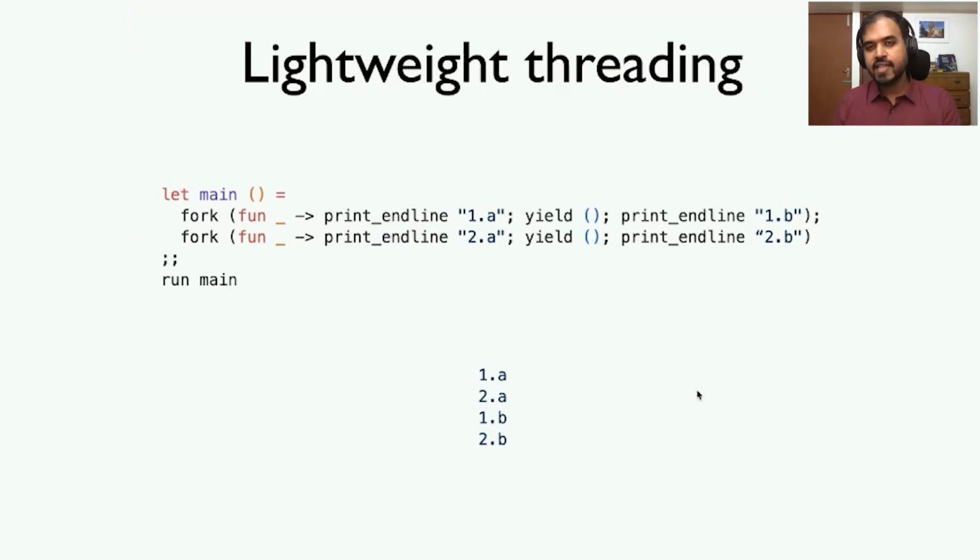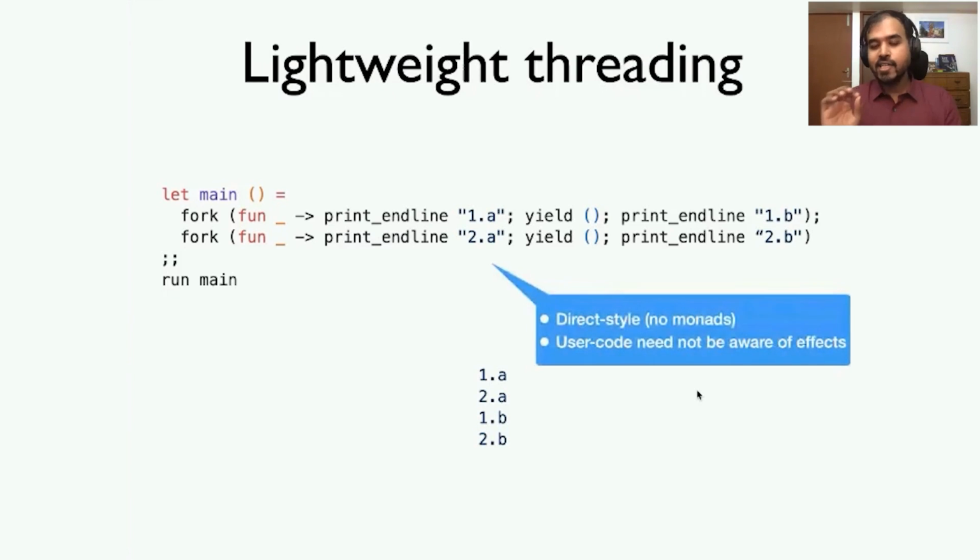So this is a very simple example that shows how to do lightweight threading. But the same principle applies for more complicated behaviors like asynchronous IO libraries. The key thing to take away here is that the whole code is direct style. I'm not using any monads here, right? And the user code here is not aware of the fact that we are using effect handlers underneath. Everything looks like just sequential, blocking code, but magically effect handlers have let us write nice looking code.